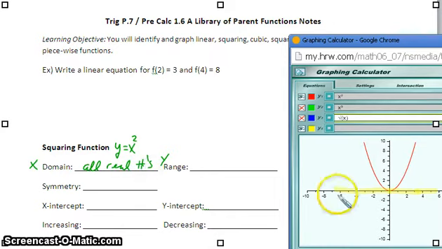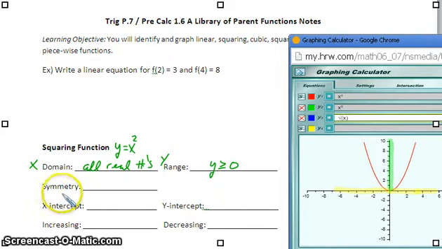Now the range, on the other hand, is asking you for what y values work, and notice that the graph is completely above the x-axis, so therefore it's going to be only these positive y values that are going to work. So y is going to be greater than or equal to 0.